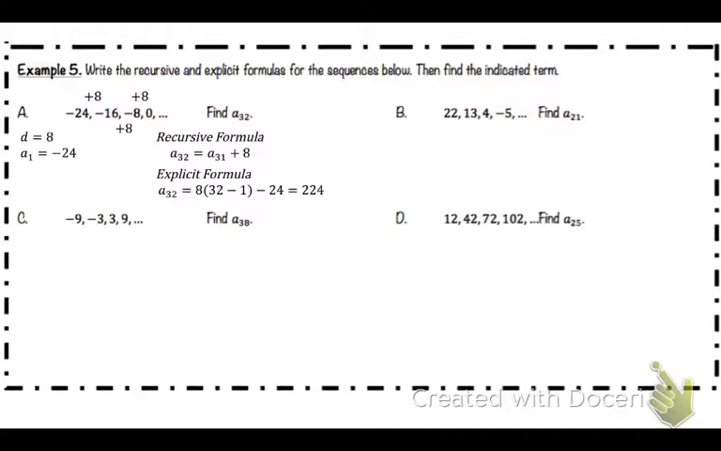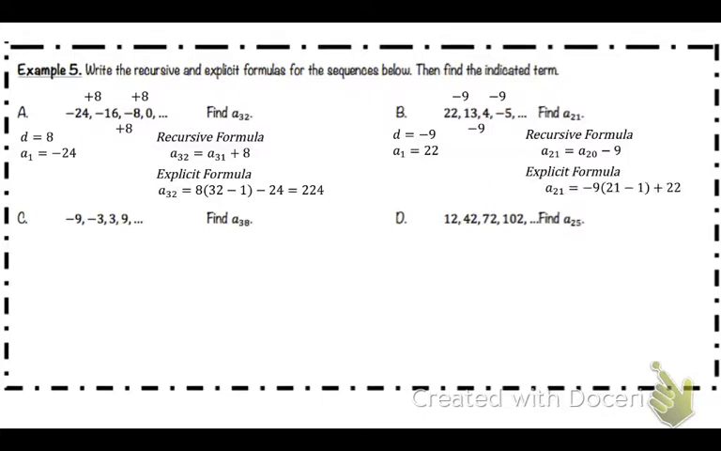Okay, let's do B. So the common difference there is negative 9. My first term is 22. So the recursive formula is a sub 21 equals a 20 minus 9. And the explicit formula is a 21 equals negative 9 times 21 minus 1 plus 22, which equals negative 158.